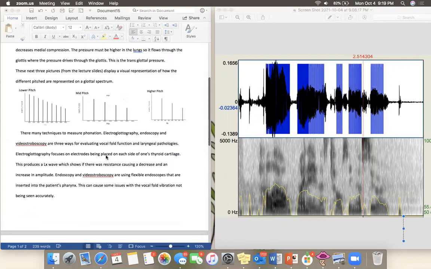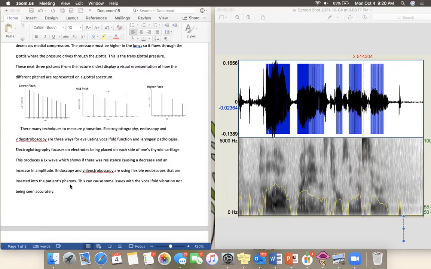So there are many techniques to measure phonation. Electroglottography, endoscopy, and video stroboscopy are 3 ways of evaluating vocal fold function and laryngeal pathologies.